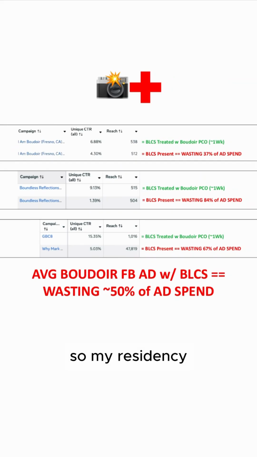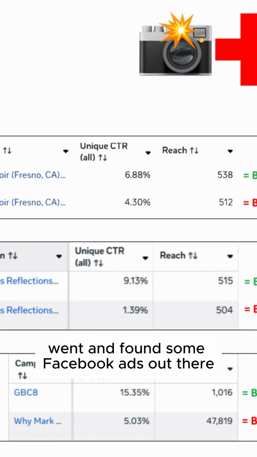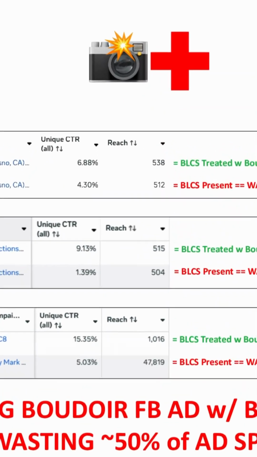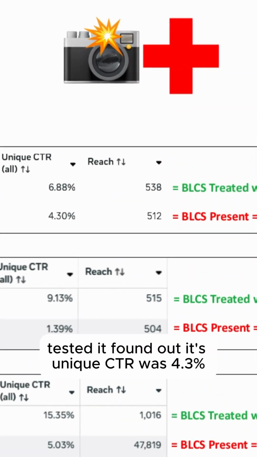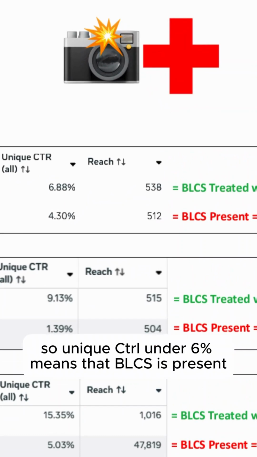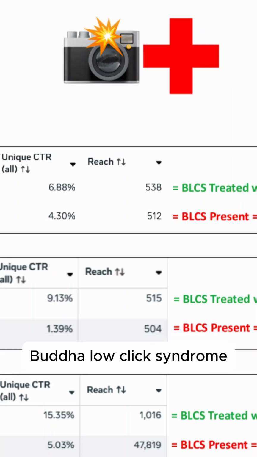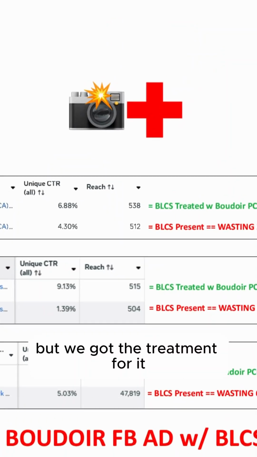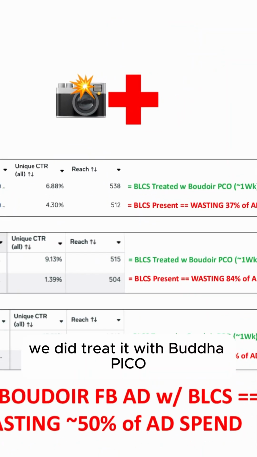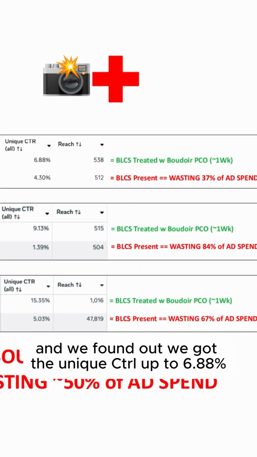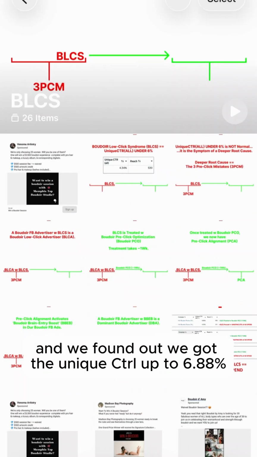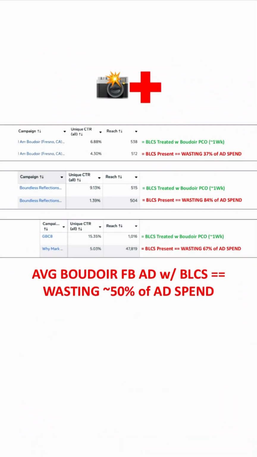So my residency went and found some Boudoir Facebook ads out there. Brought the first one back to the hospital, tested it, and found out its unique CTR is 4.3%. Unique CTR under 6% means that BLCS is present, Boudoir low click syndrome. But we've got the treatment for it. We treated it with Boudoir Pico, which takes about a week, and we got the unique CTR up to 6.88%.